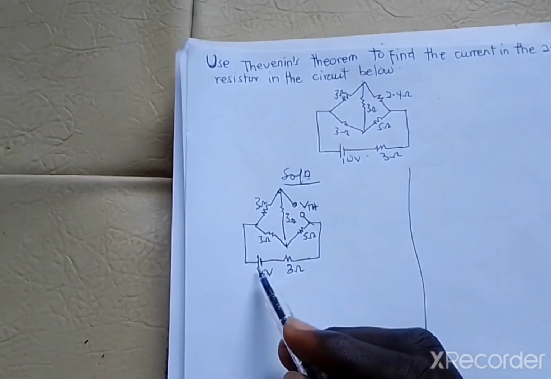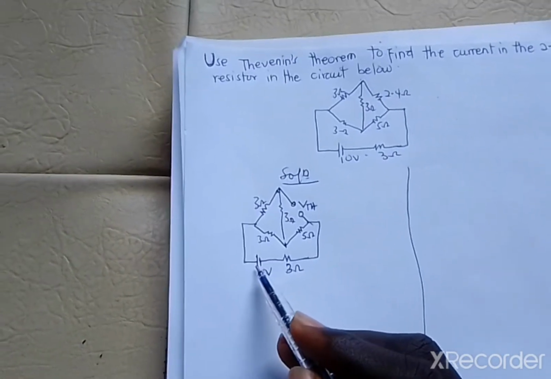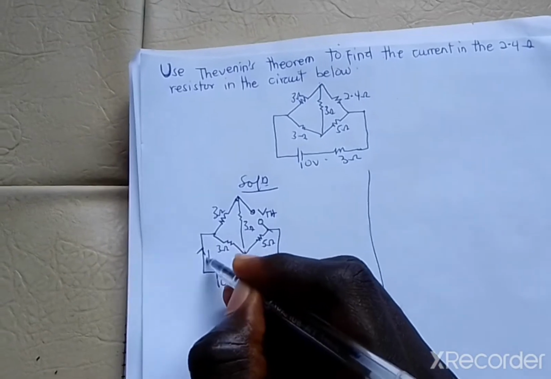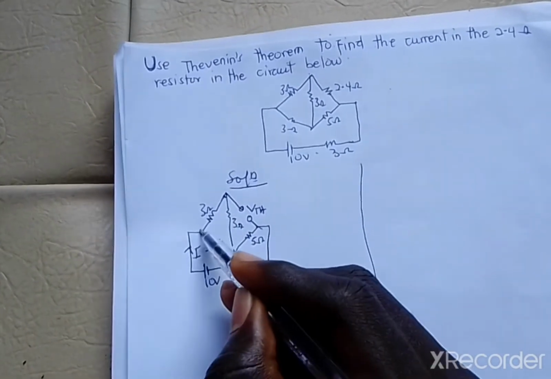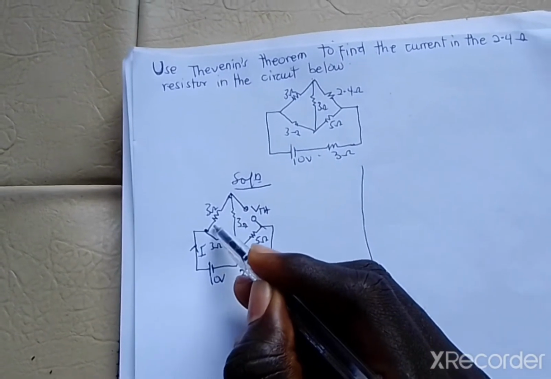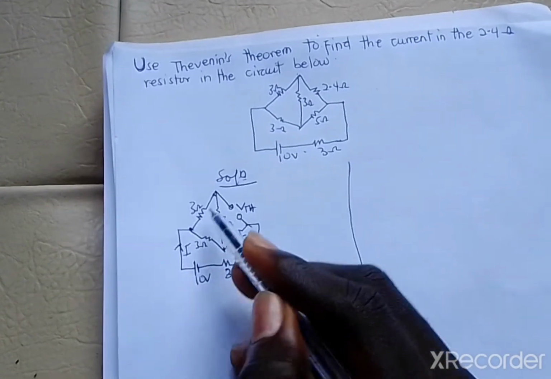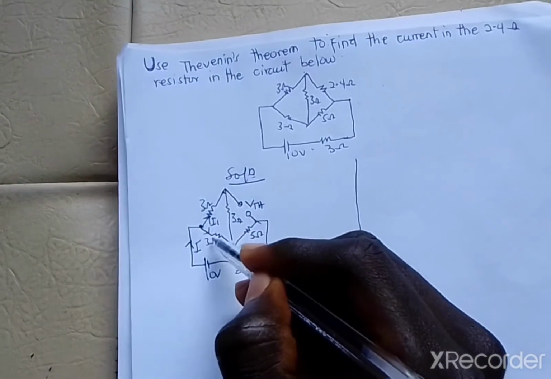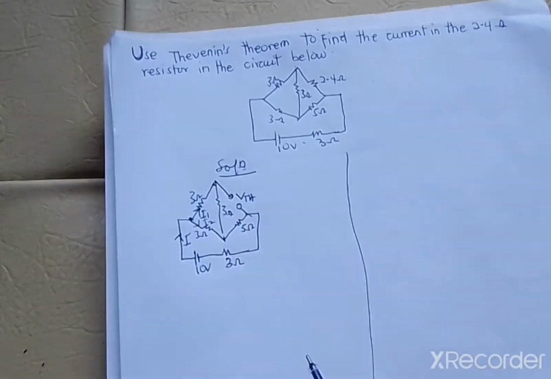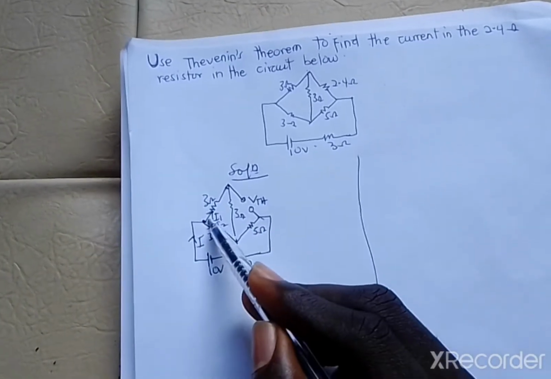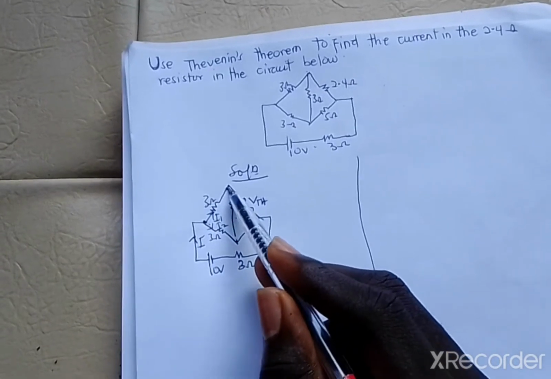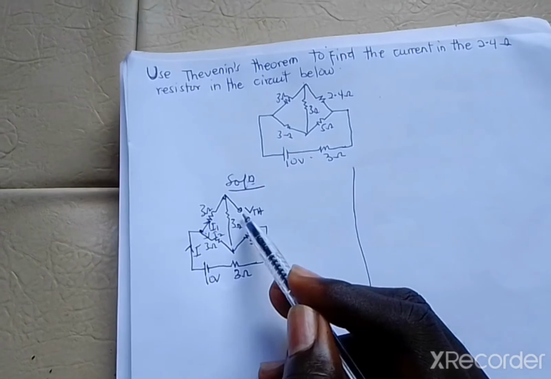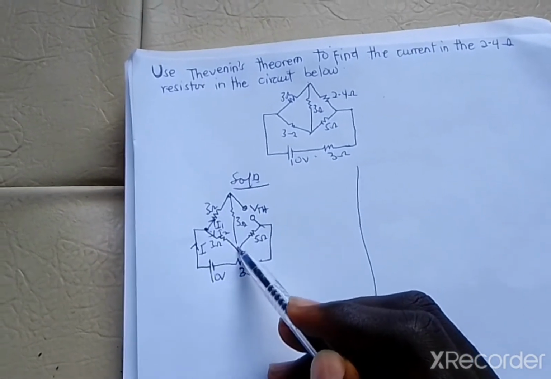Now since we have a source here which is a 10 volt source, it's going to produce a current, let's say I. So the current I will move up. When it reaches this junction, it will split into I1 and I2 here. So I1 will pass through this 3 ohm resistor, and upon reaching here, since there is no continuity here, it's an open circuit, it will skip and it will pass through this I3.